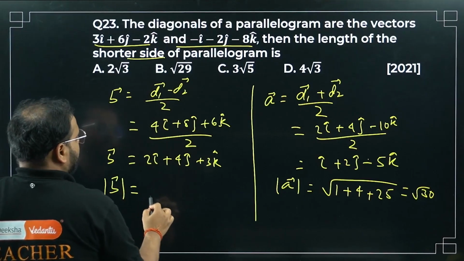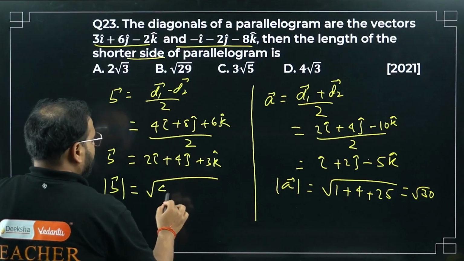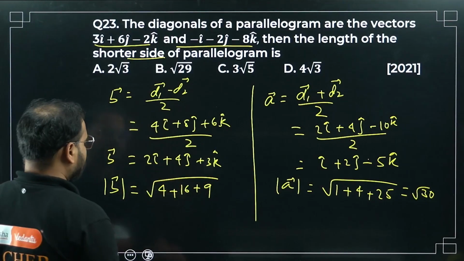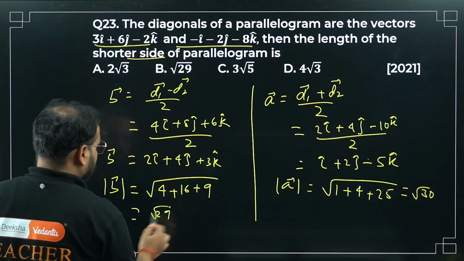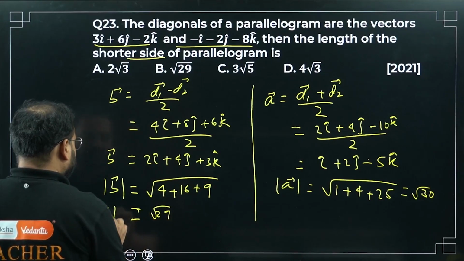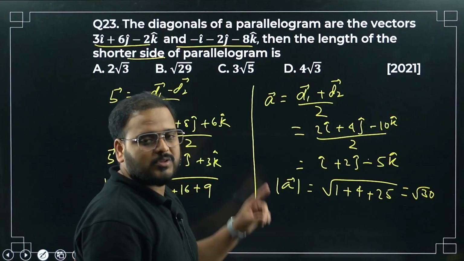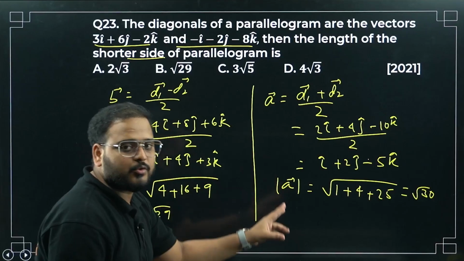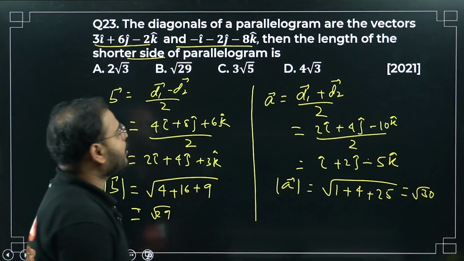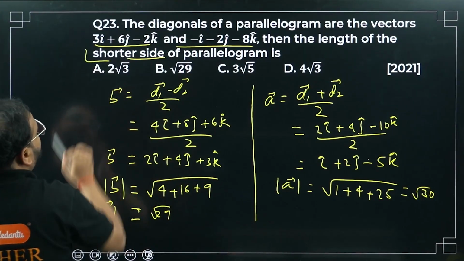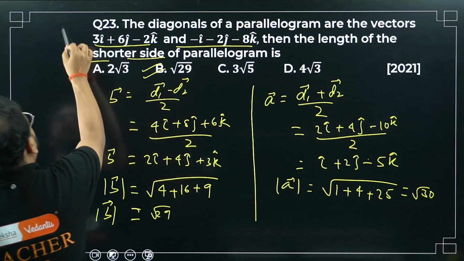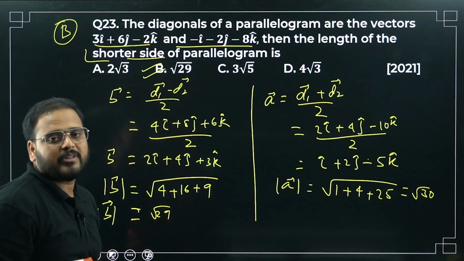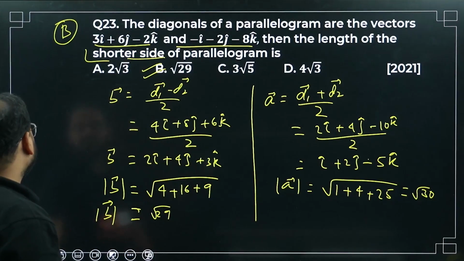So mod of vector B is what? Length. Vector B mod is 4 plus 16 plus 9. 2 square is 4, 4 square is 16, and 3 square is 9. So 20 plus 9 is 29. So I'm getting two sides. Will I have a third side also in a parallelogram? No, sir. Parallelogram means opposite sides are equal. So if two sides have lengths root 29 and root 30, the other two sides will be again root 29 and root 30. The shortest side is root 29. Option number B is correct. Shorter side means root 29, right? Out of the two, root 29 is the correct answer. Option number B.